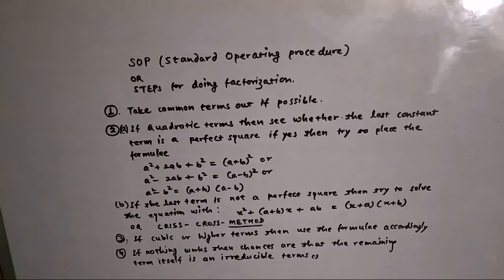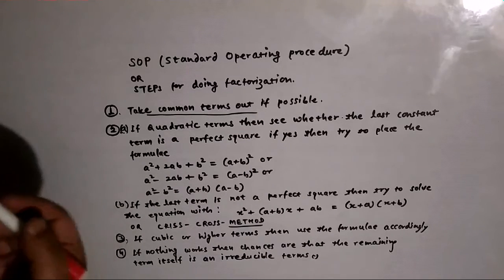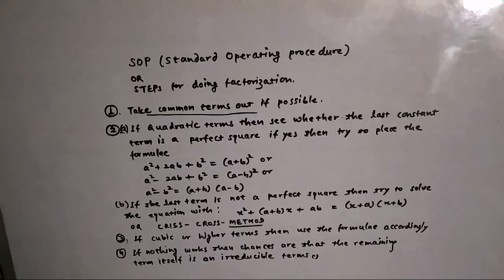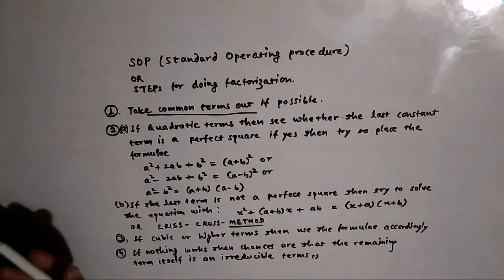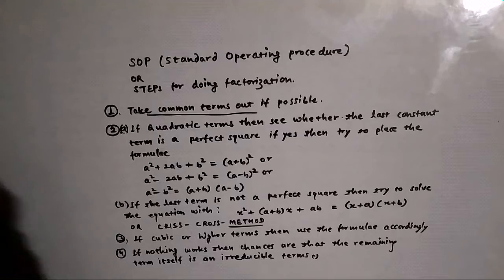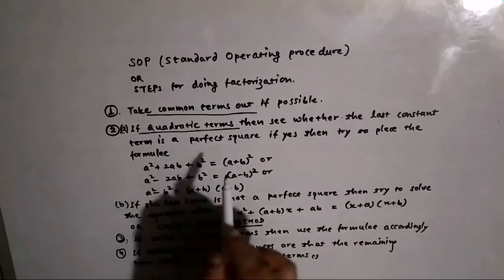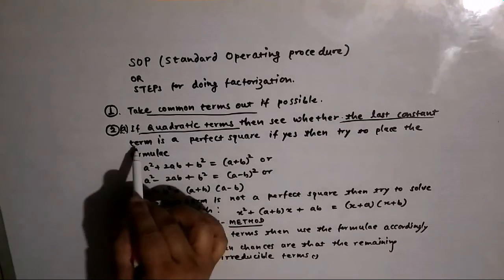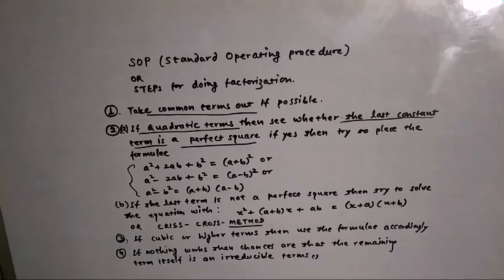So friends, the steps which we have to follow when doing the factorization is that we should take common terms out of the expression if possible. If any terms like 5, 1, 2, 3 or any of the constant terms can be taken, you have to take that common, or x, y, z is everywhere in all the terms, so you can take that particular term common out of that expression. Second is, if the remaining expression is quadratic, you have to see the last constant term, and if that last constant term is a perfect square, then you can use any of these three equations.